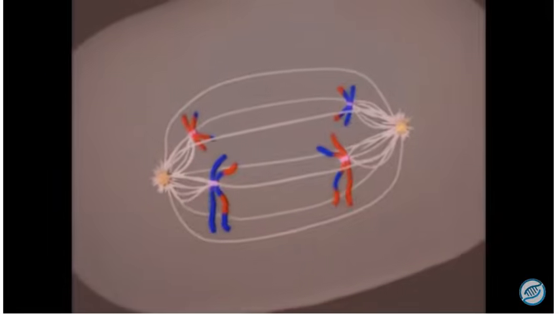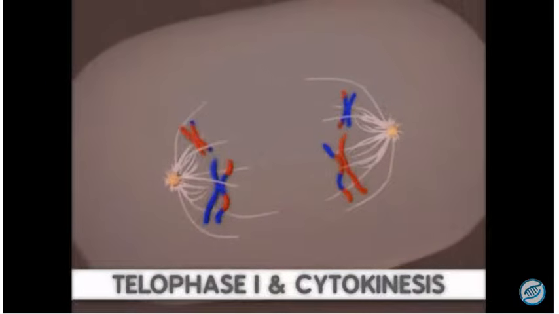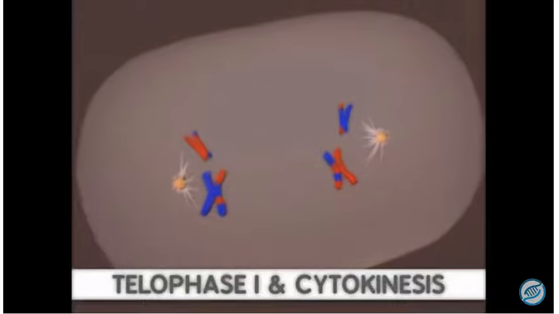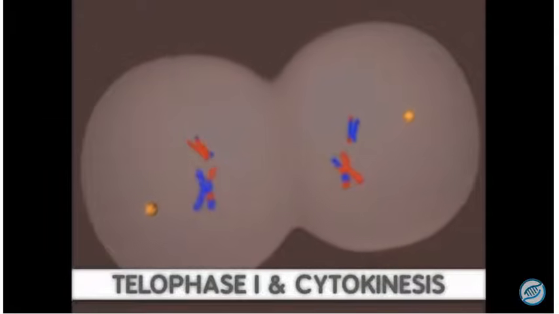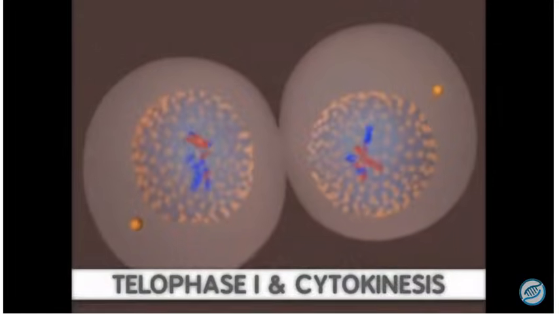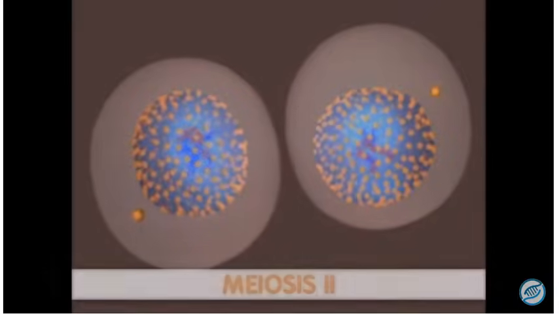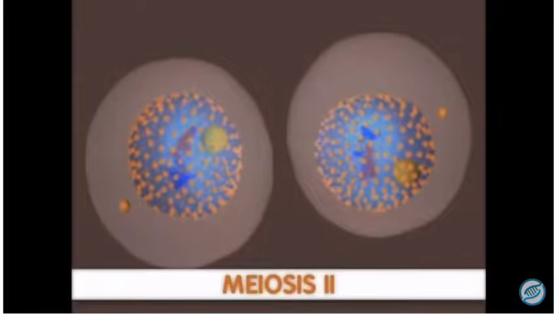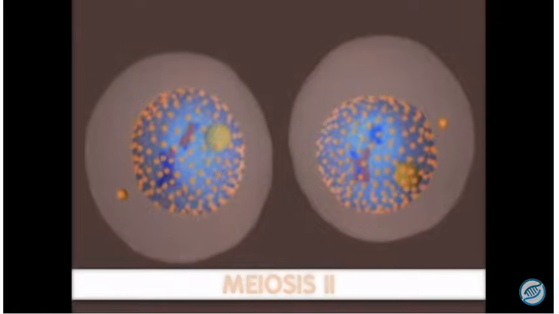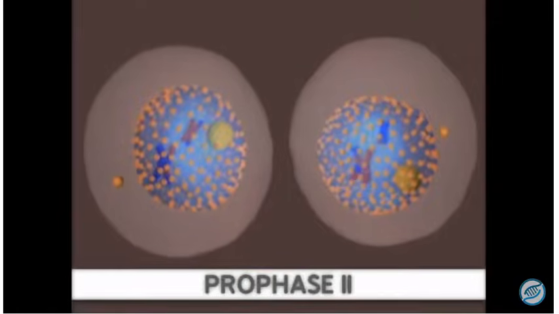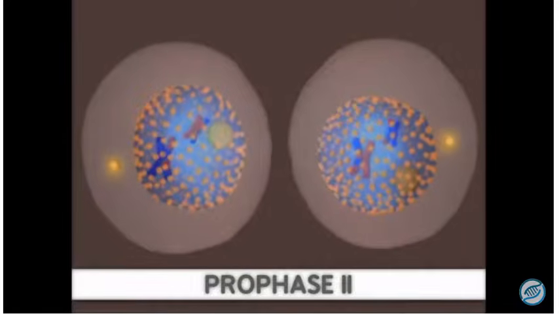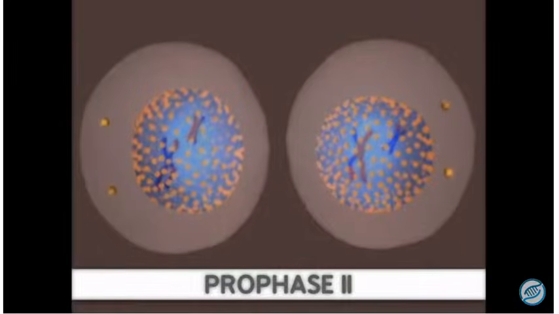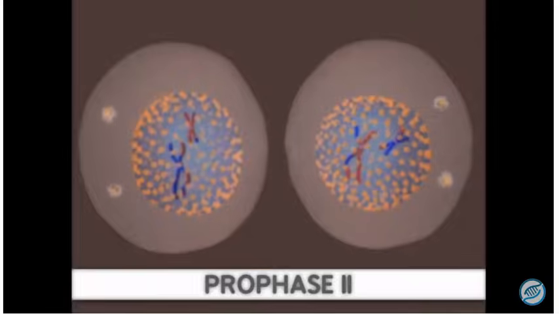The final steps of meiosis 1 are telophase 1 and cytokinesis. Here, the cell divides into 2 daughter cells. Each of these 2 cells now undergo meiosis 2. Meiosis 2 is similar to mitosis. The first stage of meiosis 2 is prophase 2. Again, chromosomes condense, the nuclear envelope breaks down, and the spindle apparatus forms.